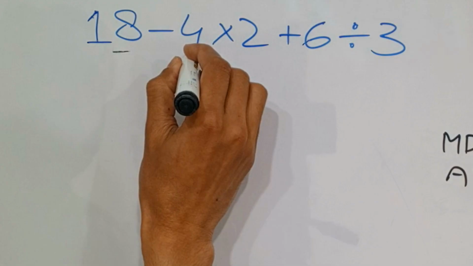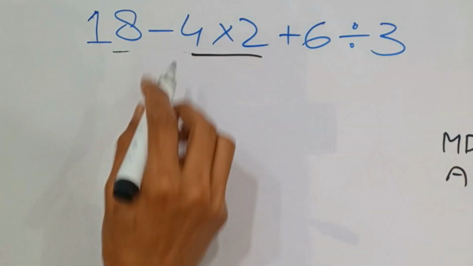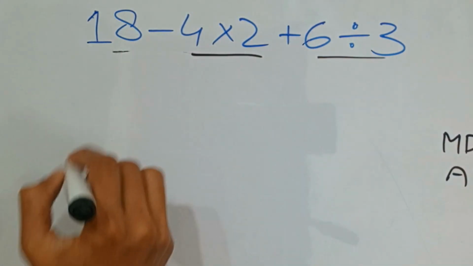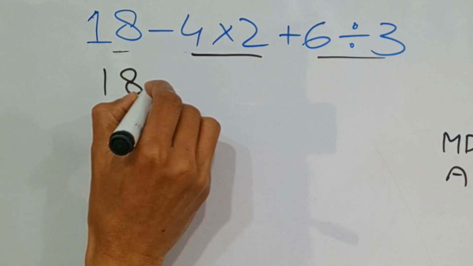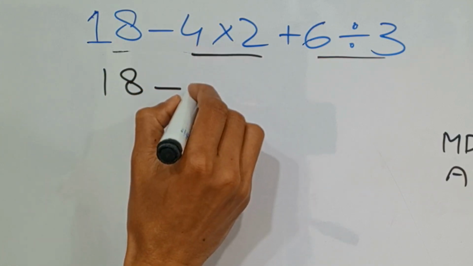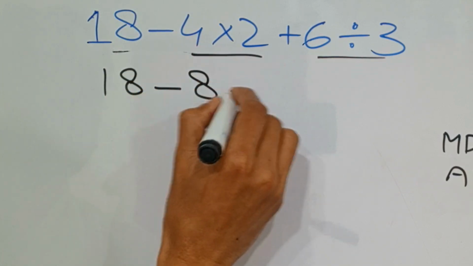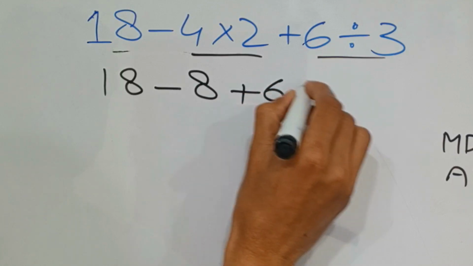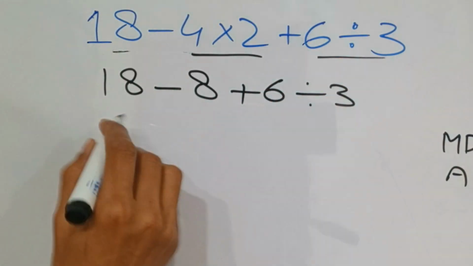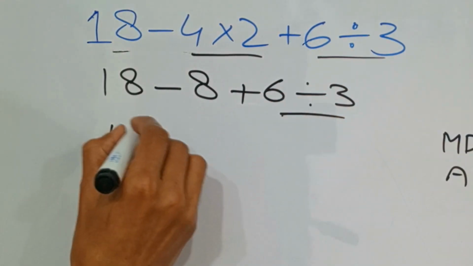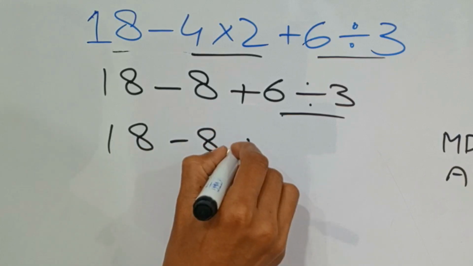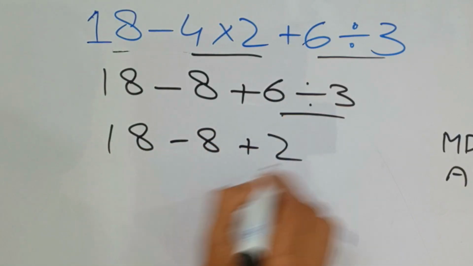So multiply first, then divide, right? 18 minus 4 times 2 equals 8 plus 6 divided by 3. Now divide first. 18 minus 8 plus 6 divided by 3 equals 2.